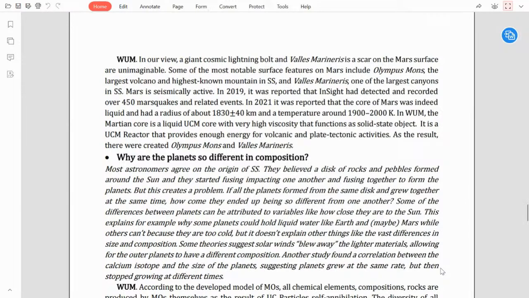Some theories suggest solar winds blew away the lighter materials, allowing the outer planets to have a different composition. Another study found a correlation between the calcium isotope and the size of the planets, suggesting planets grew at the same rate but then stopped growing at different times. How come?